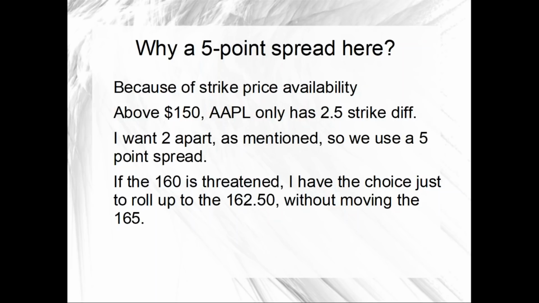As I mentioned, I want to keep 2 points apart to have the availability to maybe roll just the short put up 1 if things start going against me based on my expectations as part of my management. So I showed a 5-point spread. If the 160 is threatened, I have the choice just to roll up to the 162.50 as a potential management. Might not be the one I do, but I have that availability without moving the 165.